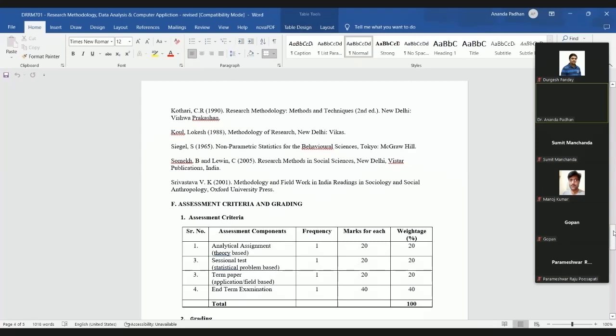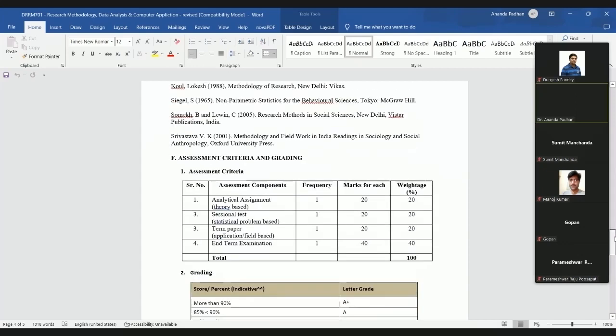The librarian is Dr. Rajesh Sharma. Dr. Rajesh Sharma is the librarian. Both are doctors, the assistant librarian also is a doctor, PhD. So they will be able to help you.